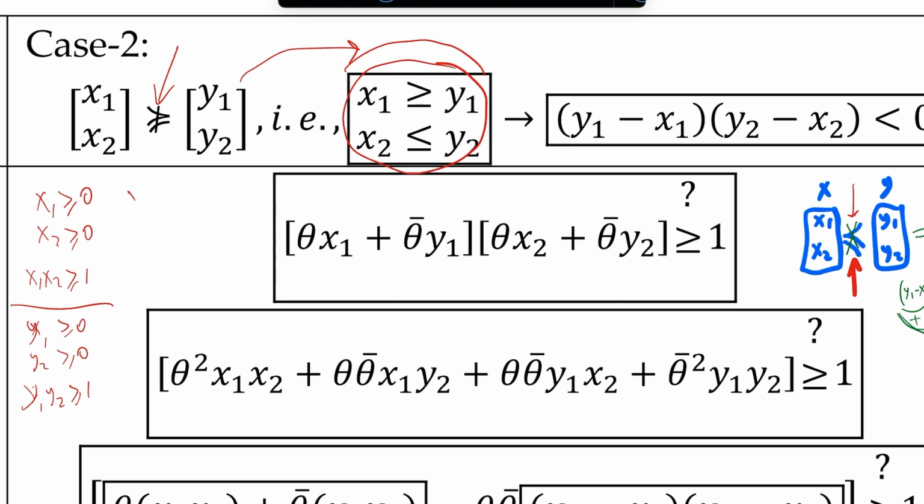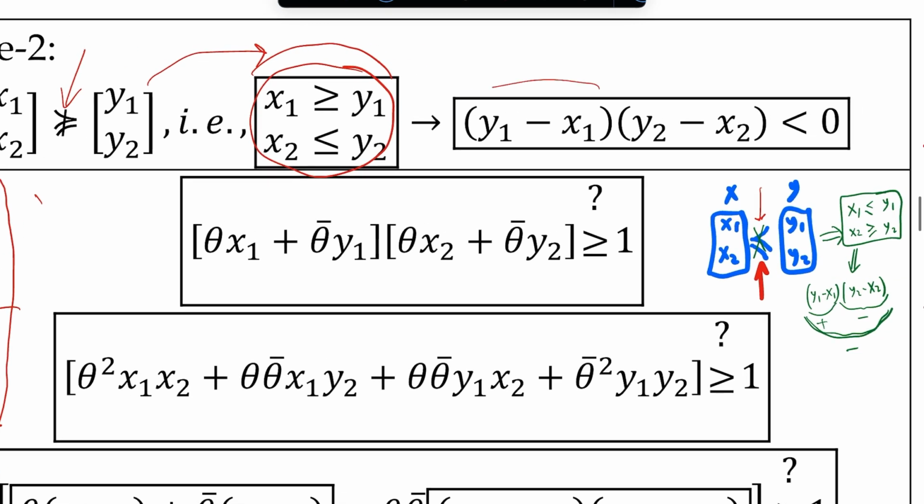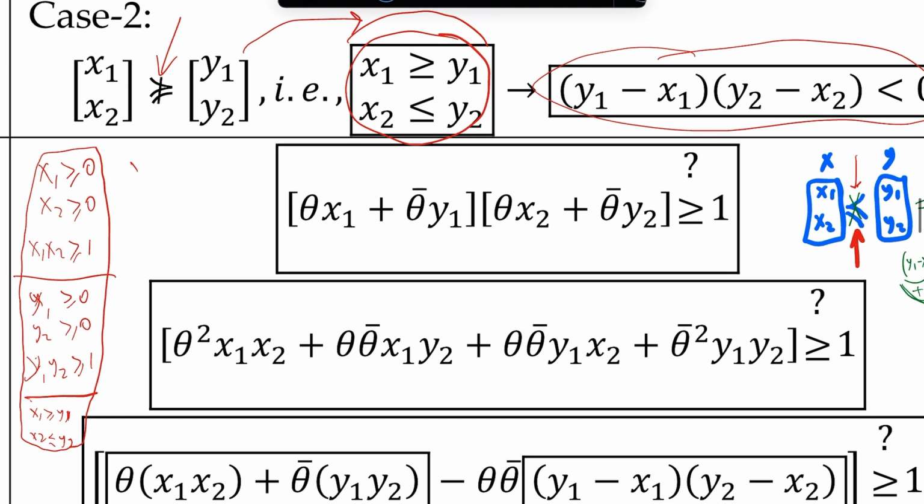Let me even write something. Can I fit it here? x1 greater than y1, x2 less than or equal to y2. So there are 8 inequalities, alright? And by using them, we need to prove this. Actually, this is a literal algebra problem.